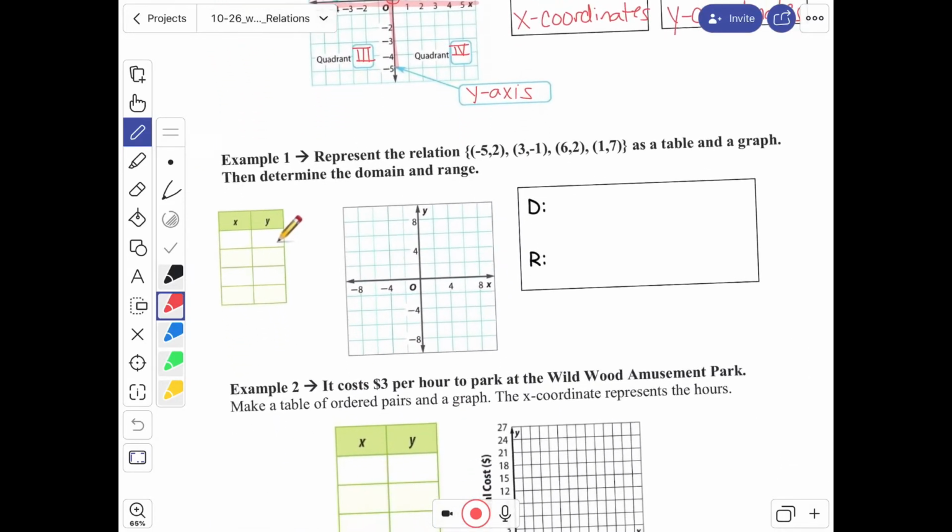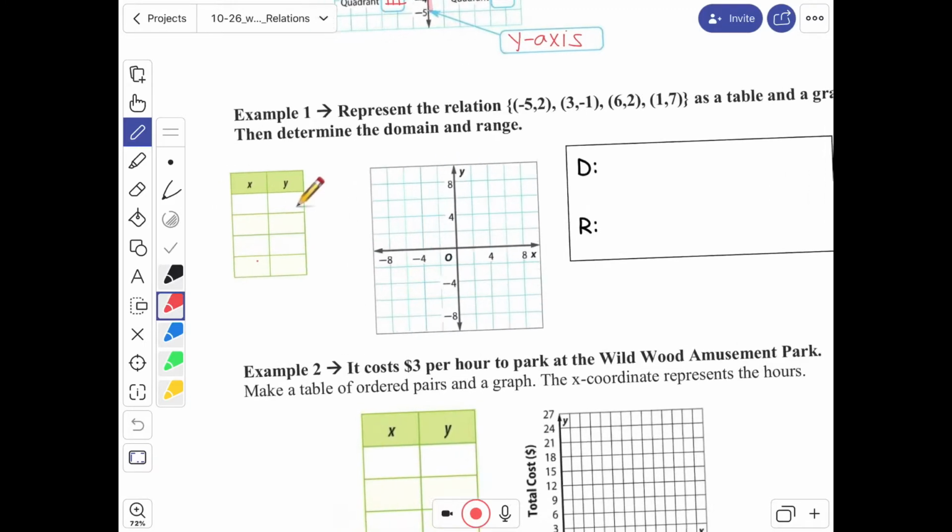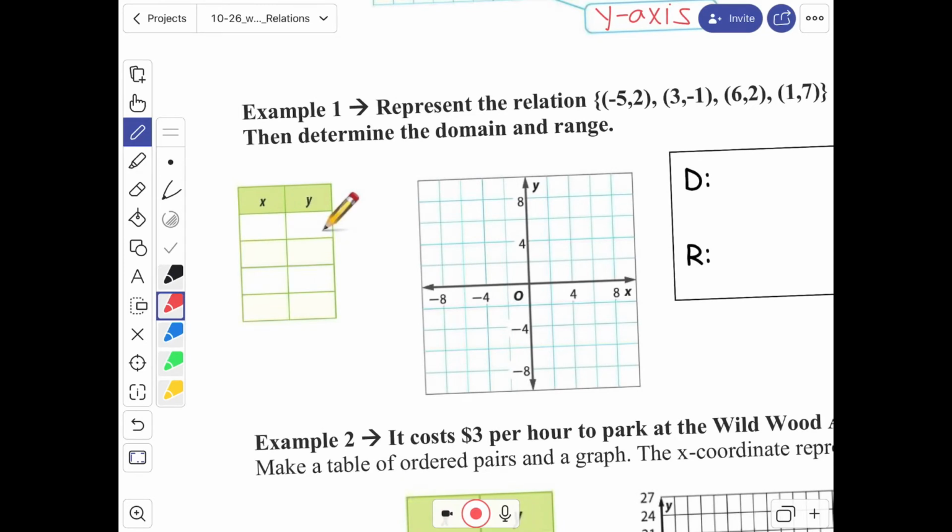Let's look at example 1. Represent the relation (-5, 2), (3, -1), (6, 2), (1, 7) as a table and a graph. Then determine the domain and range. So first I'm just going to put them in this little table over here. It's not a trick. The first number is the x. The second number is the y. And I'm putting them in the table together.